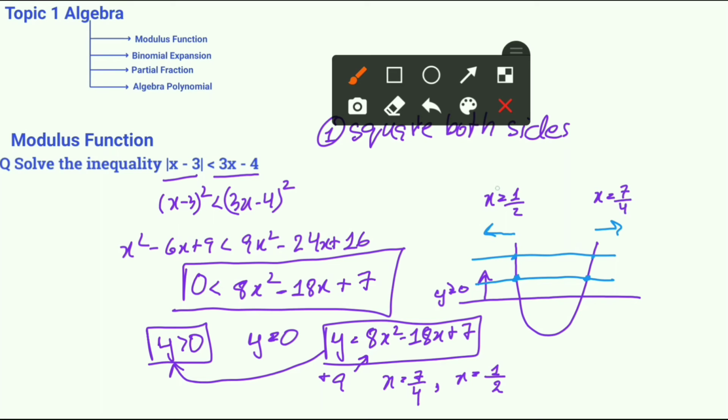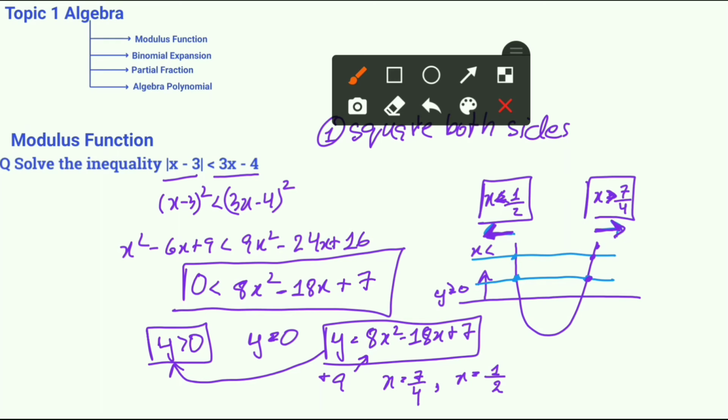So let me write it down here: 1 upon 2, 7 upon 4. Since it's going this side and this side, it means that x is less than 1 upon 2. Since the value of x is going down, it's decreasing, x is less than something. And in here the value of x is increasing, so x is greater than 7 upon 4. Okay, so we have these two inequalities.